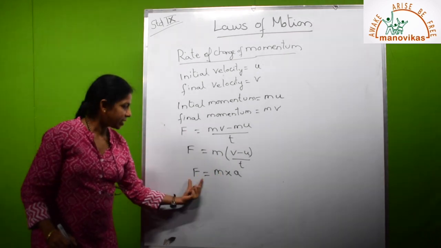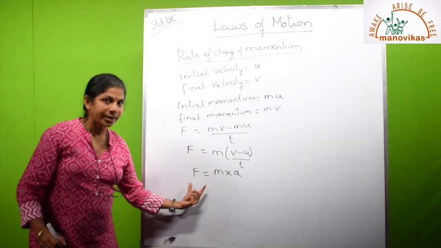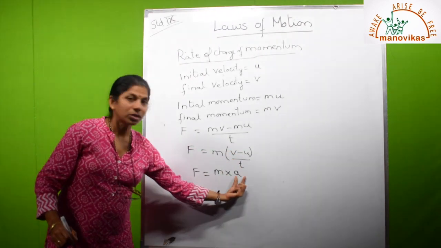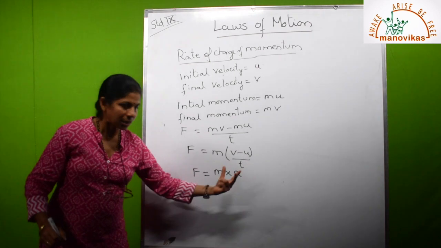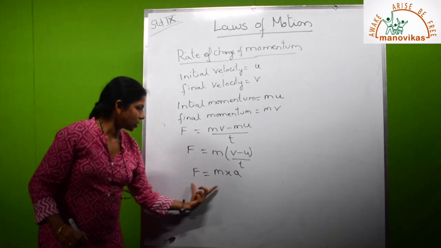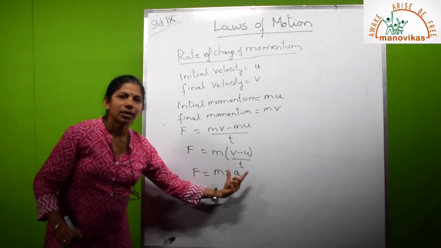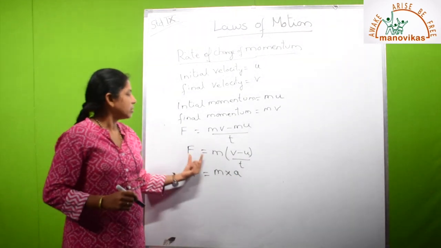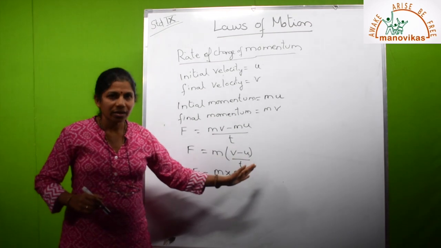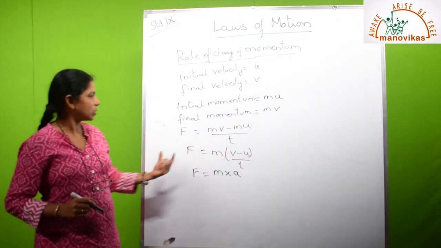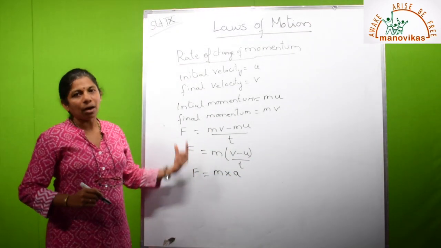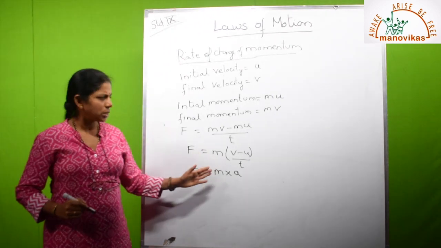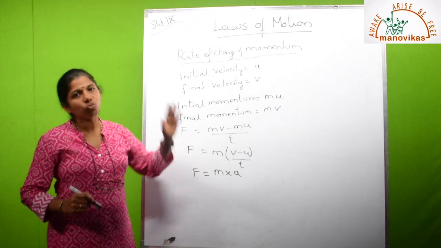That means whenever force is being applied, you find there is acceleration being produced in that particular object. So you get an equation like this, F equals ma. So I can say that the rate of change of momentum is directly equal to the force that is being applied, and this in fact is nothing but Newton's second law of motion.